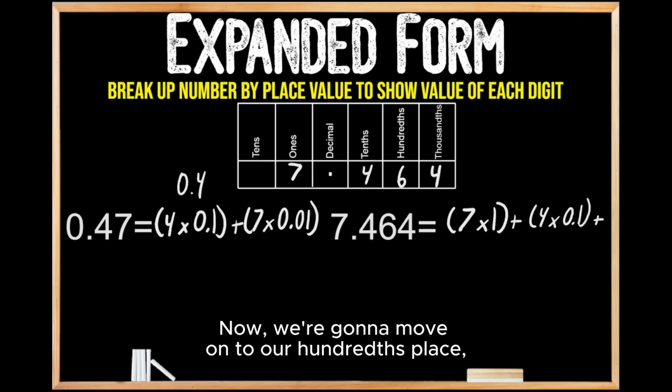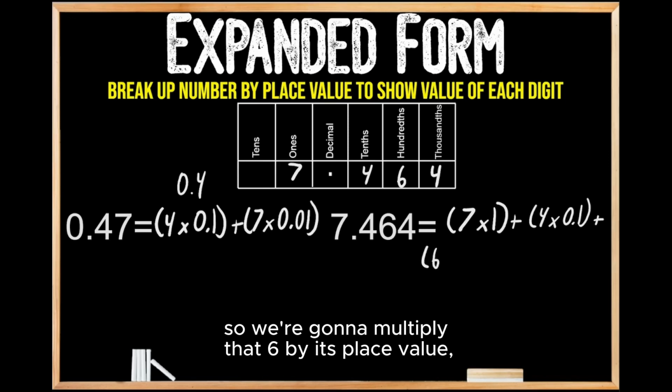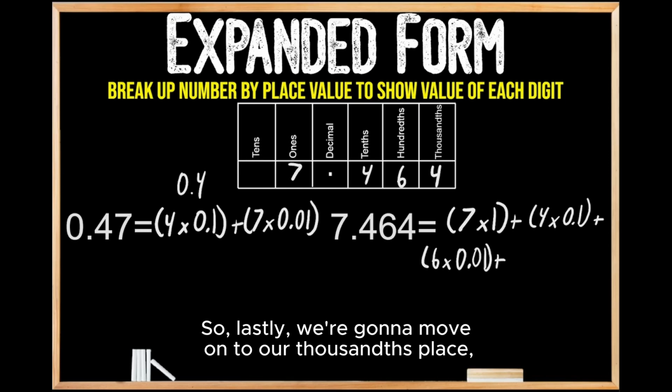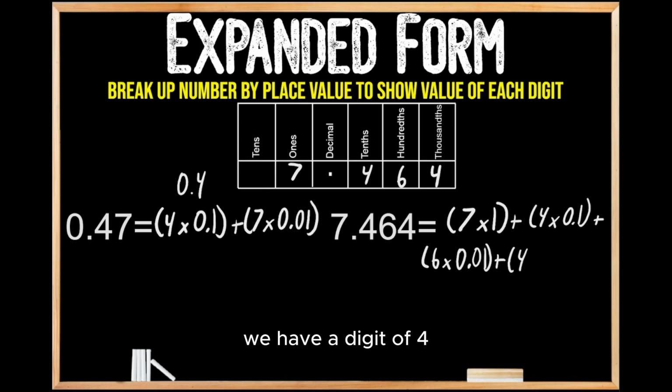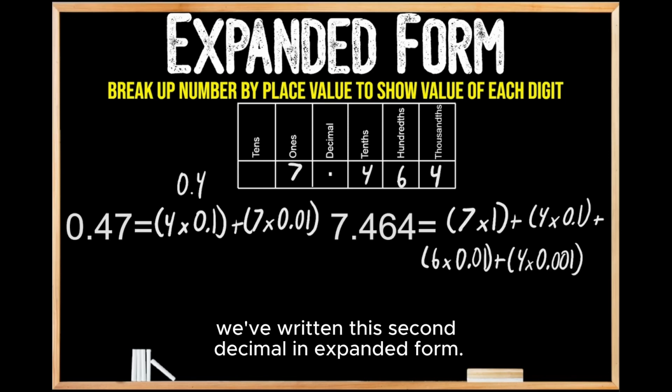Now we're going to move on to our hundredths place, which in this case, we have a digit of 6. So we're going to multiply that 6 by its place value, which in this case is 1/100. Lastly, we're going to move on to our thousandths place, which in this case, we have a digit of 4, and then we're going to multiply that 4 by 1/1000. So now we don't have any more digits to bring down, so we're done. We've written this second decimal in expanded form.